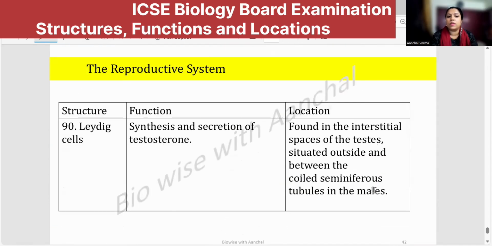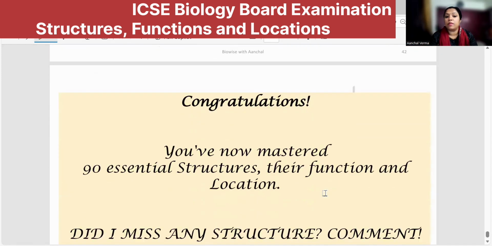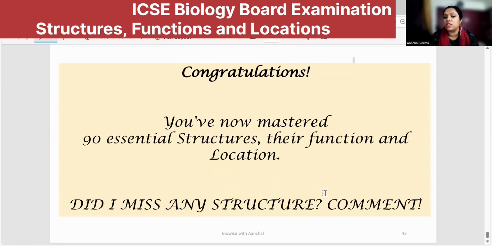Okay. Last one, the Leydig cell, synthesis and secretion of testosterone, very important. It is found in the interstitial space of the testis, situated outside and between the coiled seminiferous tubules in the males. So with this, we have completed 90 essential structures, their functions and locations.